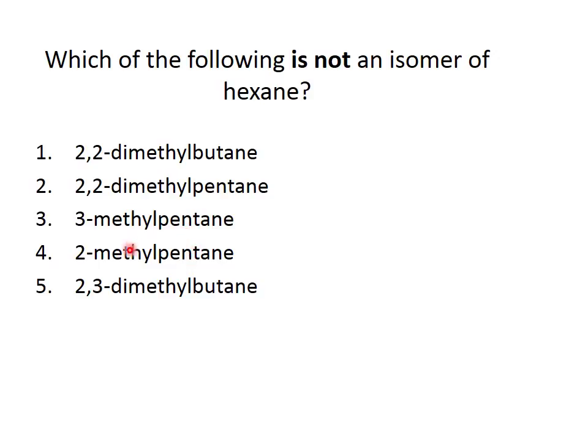This is 5 carbons plus 1. So that is an isomer of hexane. And this is 4 carbons plus 2. So this is an isomer of hexane. The only one that is not is this one.